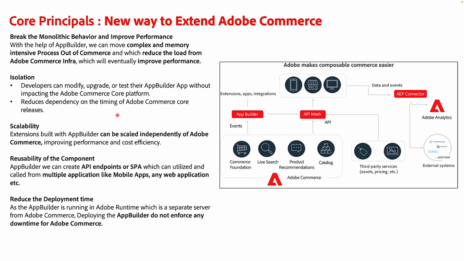Next thing is the isolation. So these App Builder apps can be modified, upgraded without touching the Adobe Commerce core platform. So upgradation and modification of these App Builder apps would be super easy. Scalability. So App Builder apps have the facility to scale the apps independently. So we do not have to manage the auto scaling part or configure those things. App Builder infrastructure itself will manage those things.